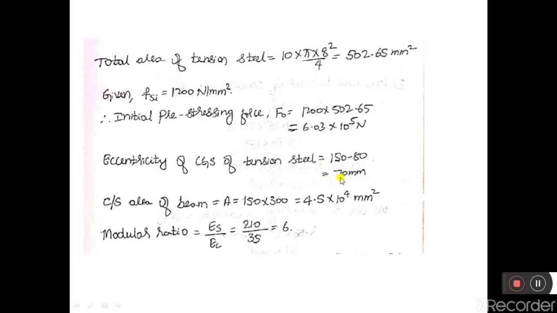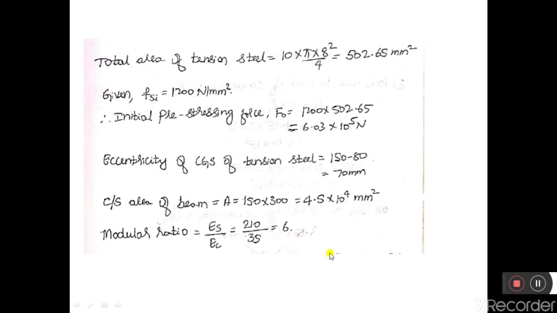And what will be the eccentricity of the cable? So D by 2 is 150 mm and the cables are laid at a distance of 80 mm from the soffit. Therefore, the eccentricity of the cable with respect to the centroidal axis will be 150 minus 80, that is 70 mm. So 70 mm is the eccentricity of the cable. The cross section of the beam, A, is 150 into 300, which is 4.5 into 10 to the power of 4 mm square. This is the cross section area of the beam.